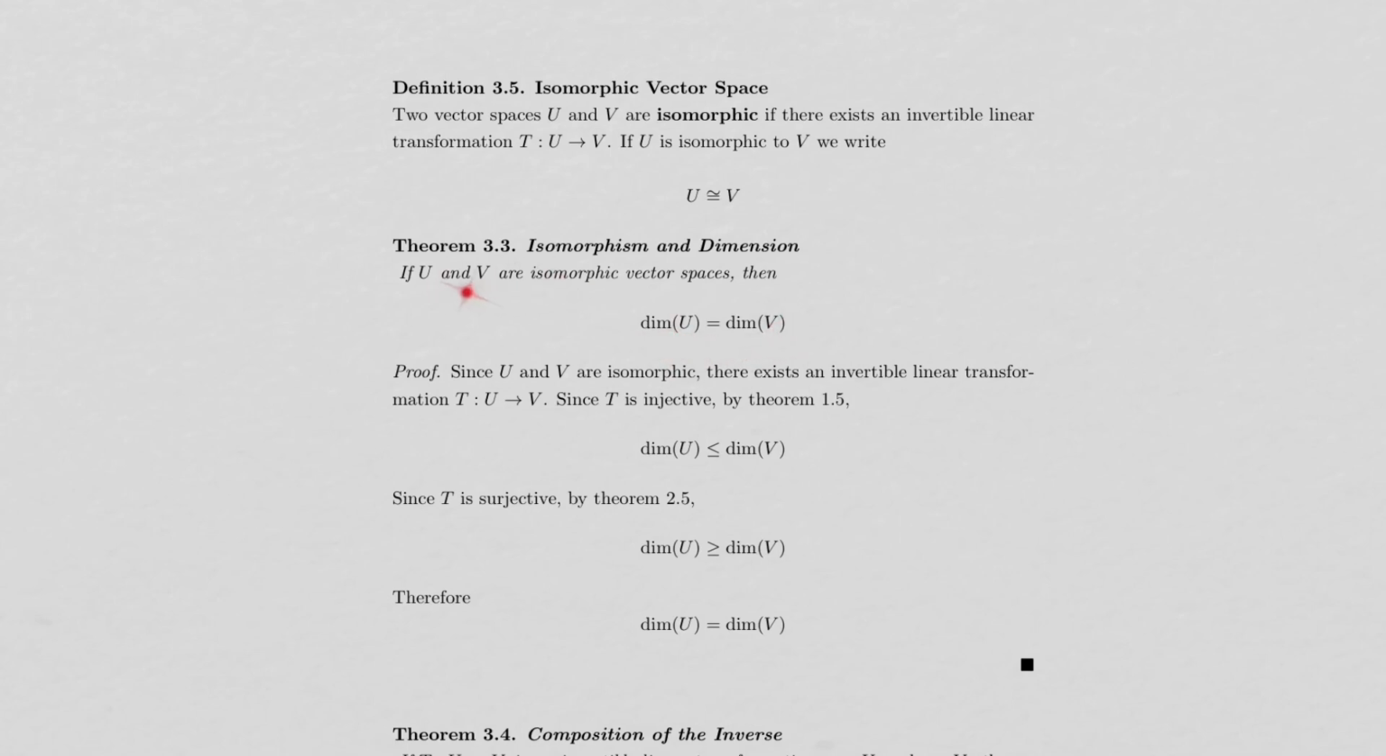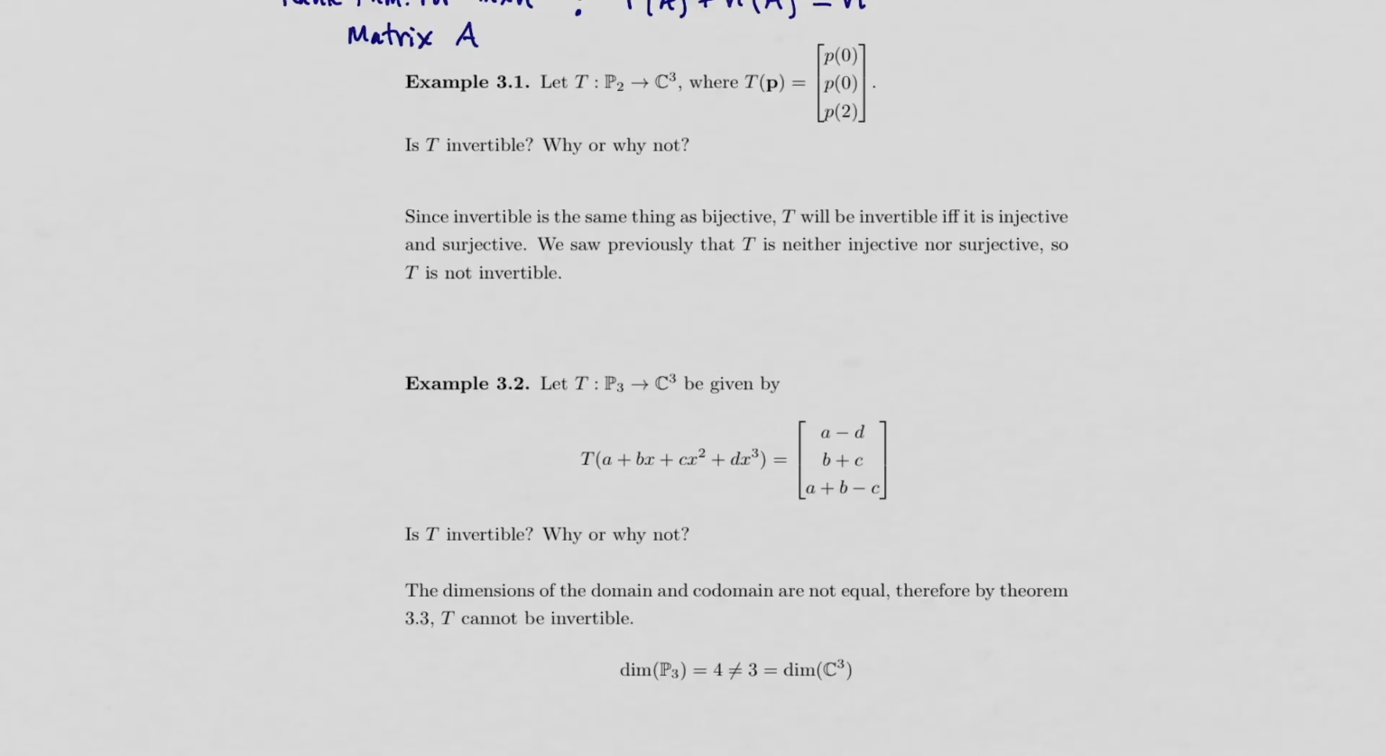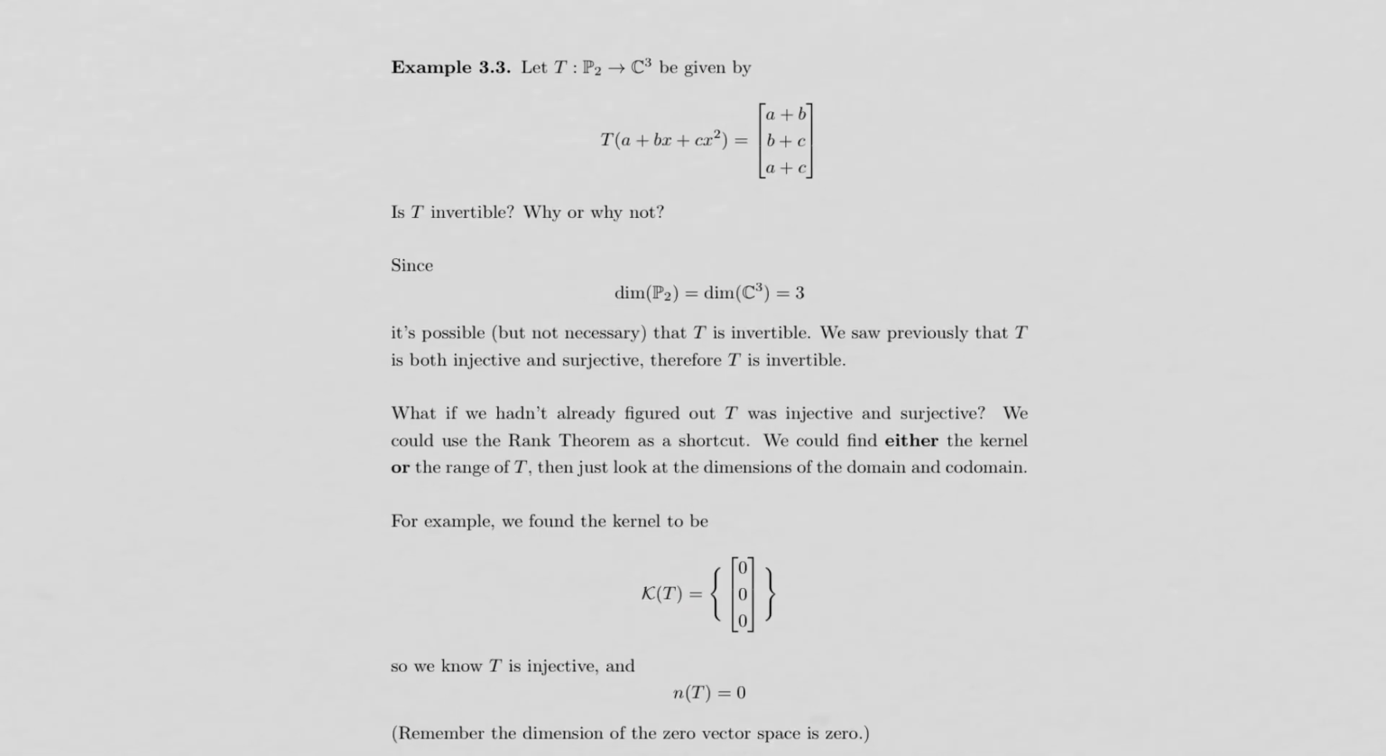Well, what does isomorphic mean? It means that there is an invertible linear transformation from U to V. Another way to think of this theorem is, if you start with a linear transformation and you want to know if it's invertible, the dimension of the domain and the codomain have to be equal. Why? Because if T is invertible, then it's an isomorphism, and therefore U and V are isomorphic. Well, if U and V are isomorphic, their dimensions have to be equal. So by theorem 3.3 that we just saw, since the dimensions of the domain and the codomain are not equal, T is not invertible.